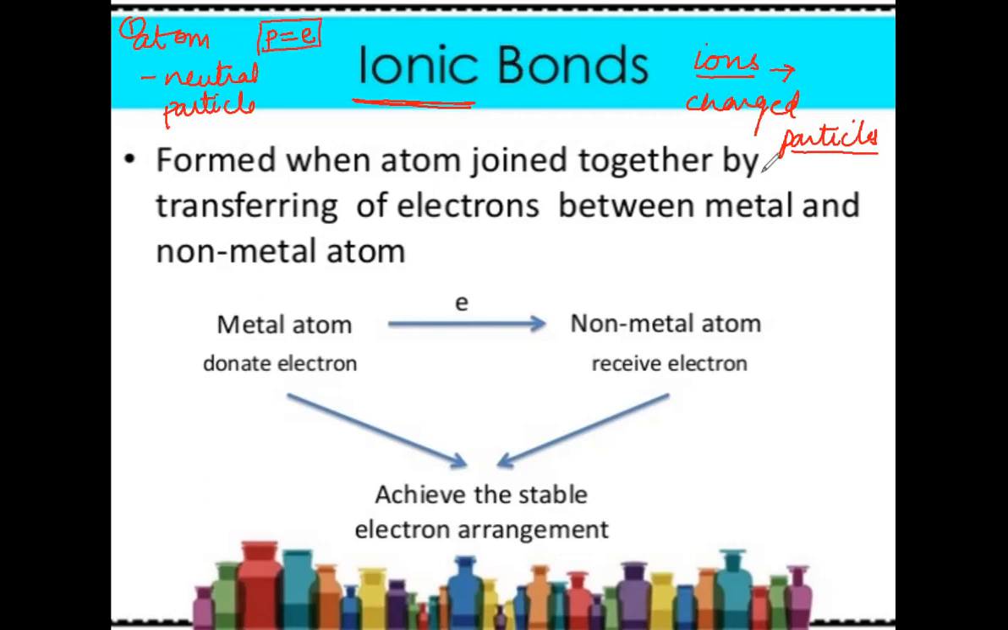But ions, being charged particles, either have more electrons than protons, or fewer electrons than protons. Because there's a mismatch between the proton number and the electron number, we have charged particles, and we call them ions. Now, we need to understand why atoms form ions. What is the reason? Why is it so?